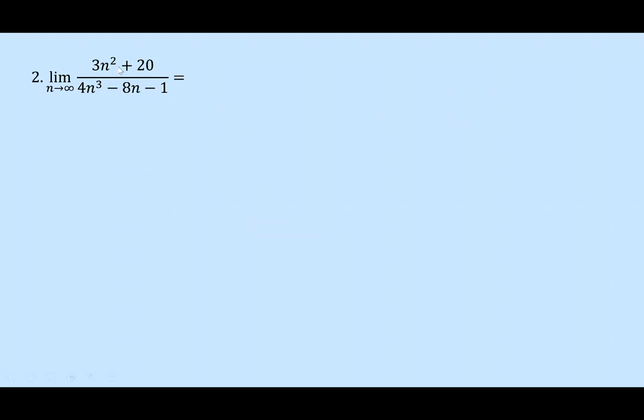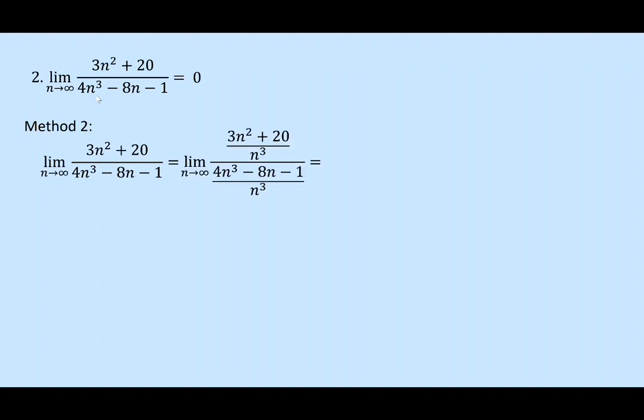First method says, oh, the degree of the bottom is bigger, so that must be 0. Method 2: if we divide both the top and the bottom by the highest term, n cubed, then we end up with 0 over 4, which is 0.